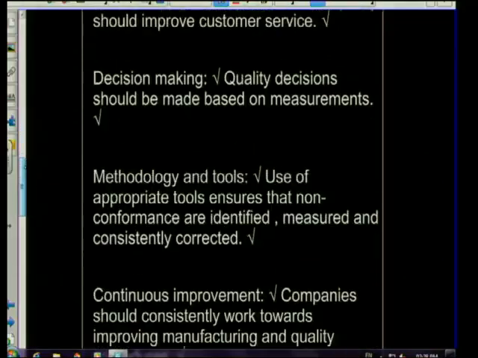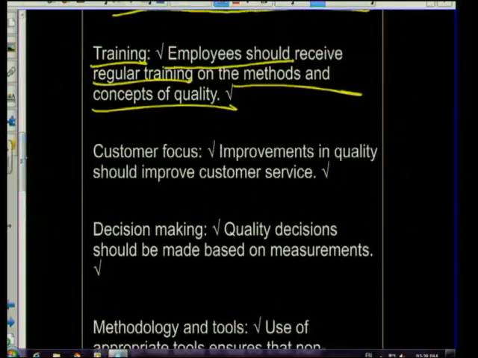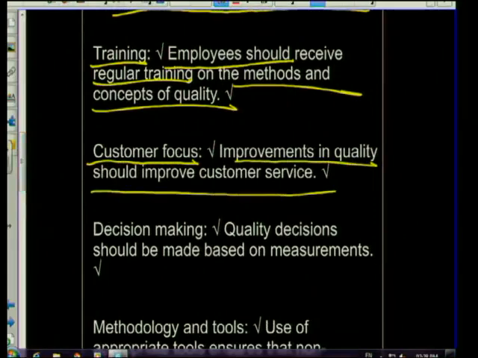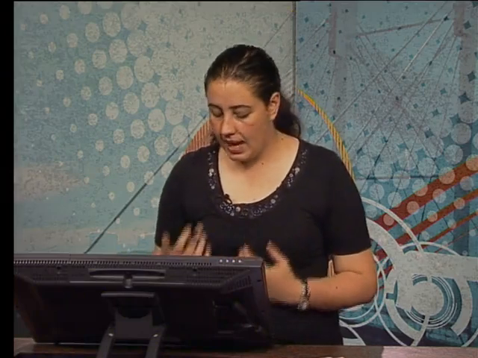Next part of this, and remember we only need to do 4, it's customer focus. So improvements in quality should improve customer service. So there's no point in improving something if it doesn't improve the quality for the customer, or the perceived quality even for customers. So there needs to be focus on what you're doing. And let's do one more, decision making.